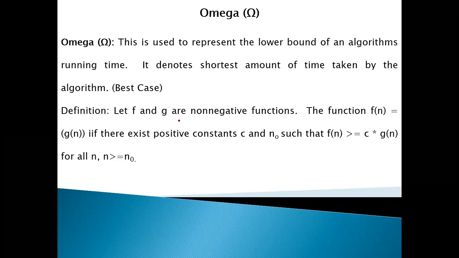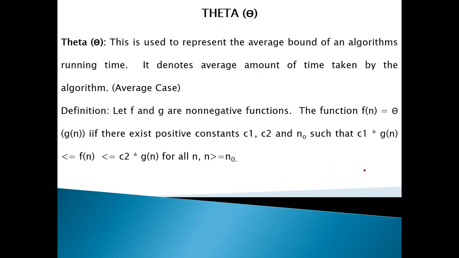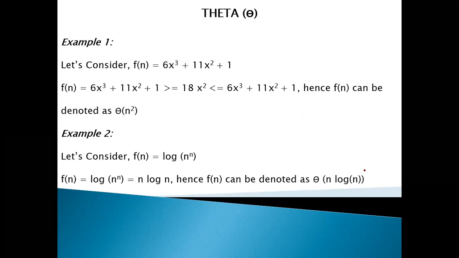In the same way, omega notation is used to represent best case complexity. That means this is the minimum time requirement. Whatever the least power value is, that will be considered as omega. Here omega n square. Order of n log n will be the same for Big O notation and omega notation. Theta notation is in between omega and Big O because it is average case complexity, and it is also represented by the least power.